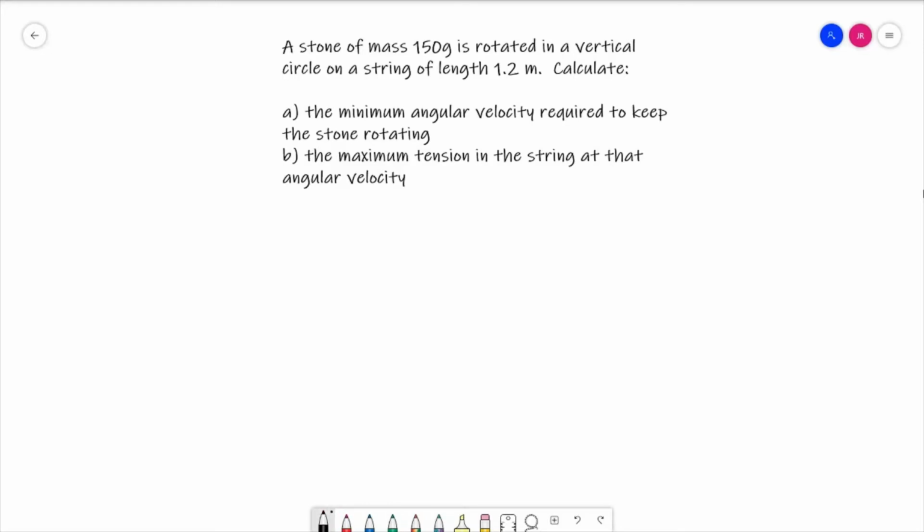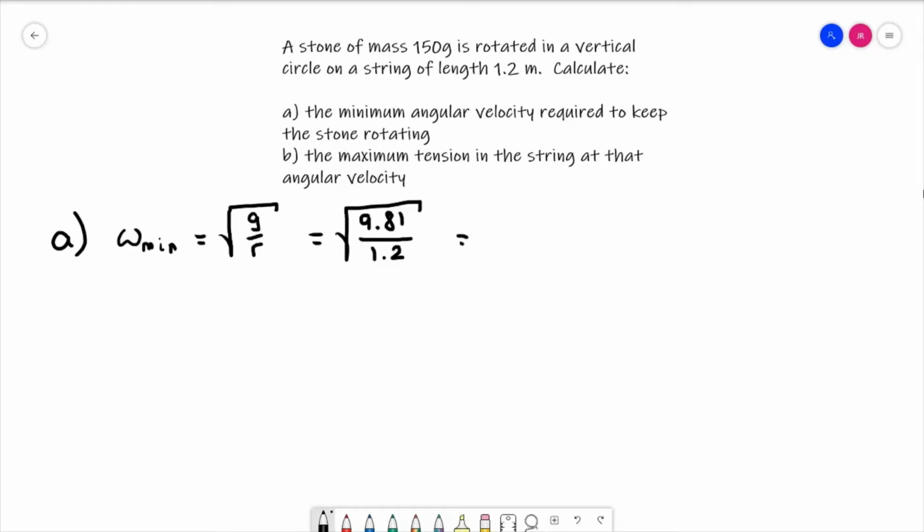So let's have a look at the answers then. Firstly, for A, for our minimum angular velocity, we saw from the last slide the minimum angular velocity is the square root of g over r. So that's going to be the square root of 9.81 divided by our radius, which is 1.2 meters. Once you've plugged that into the calculator, what you should find once we've rounded is 2.86, and of course the unit here, being angular velocity, is radians per second.